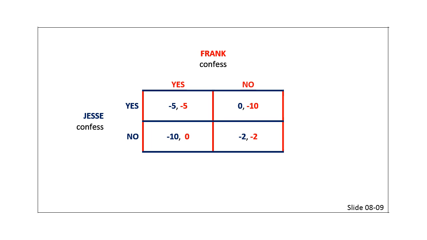If instead Frank is the one who does confess, while Jesse does not, we have the opposite outcome. This outcome is found at the intersection of the no row, does not confess, for Jesse, and yes column, does confess, for Frank, in the lower left corner of our matrix. Jesse is the one who ends up going to prison for 10 years, and Frank comes out with no jail sentence.